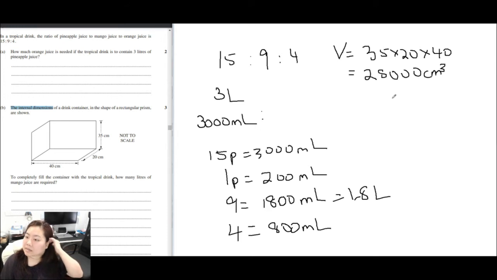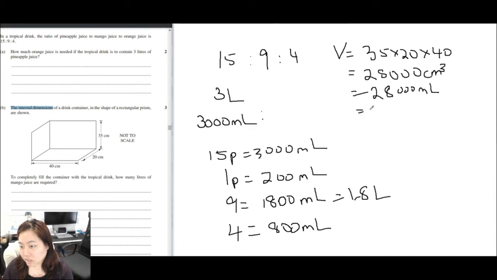How many milliliters is that? Well, 1 cubic centimeter is 1 mL. So this is actually 28,000 milliliters, which is 28 liters. Let me get rid of all of this.